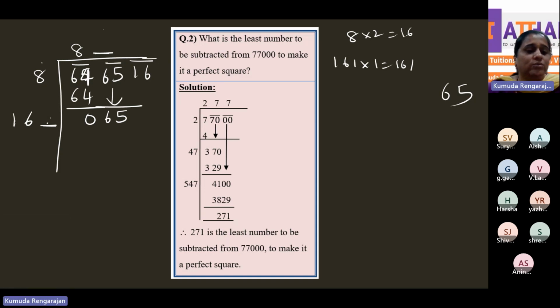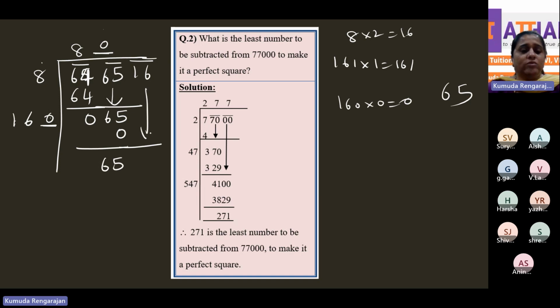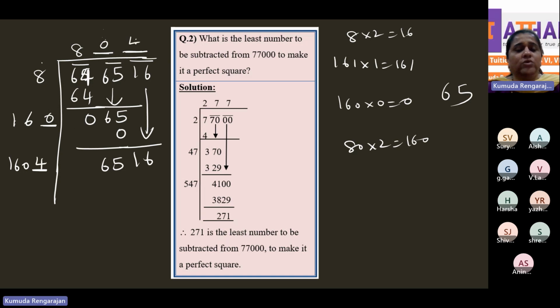You have to take 0. So 160 into 0 is 0. Remainder 65. Bring the next pair down. Double the quotient, 80 into 2, 160. Place it here. Whatever digit you place here, you must place the same digit here. And when you work, you find it's 4.